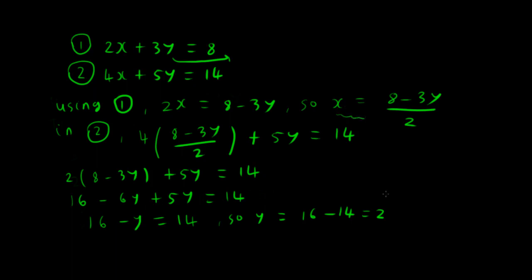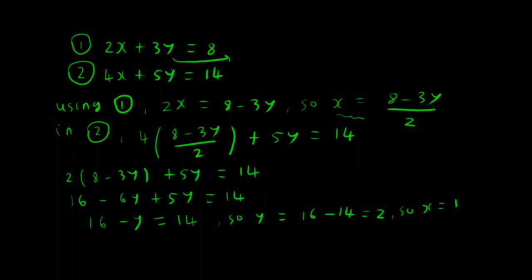So what will that give us? So x is equal to 8 minus 3y, divided by 2. Well, y is 2, so 3 times 2 is 6, so we get 8 minus 6 divided by 2. 8 minus 6 is 2, and then divided by 2 is 1. So that just comes from substituting the value for y into this expression for x. So we found y is 2 and x is 1.